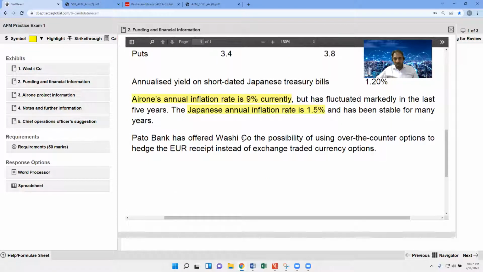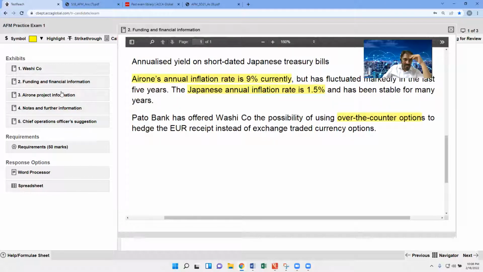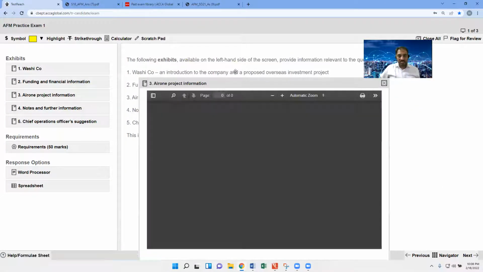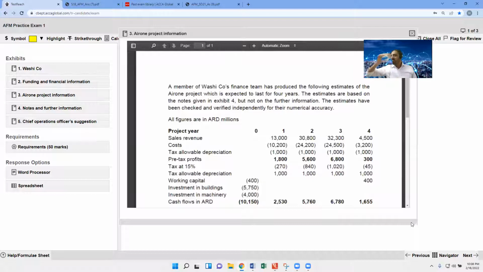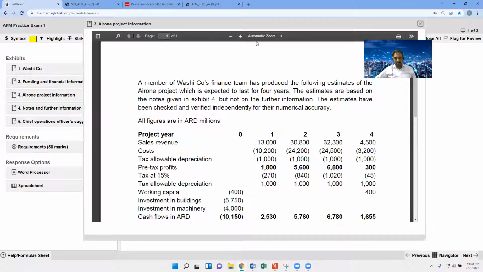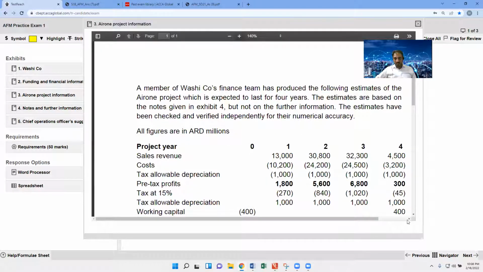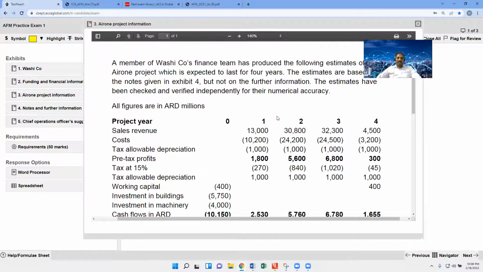Day2 Bank has offered Washi Company the possibility to use over-the-counter options to hedge the euro receipt instead of exchange traded currency options. Okay. This is about the funding method. Further information, window 2, was about the hedging matters. Now the case connects to the investment.